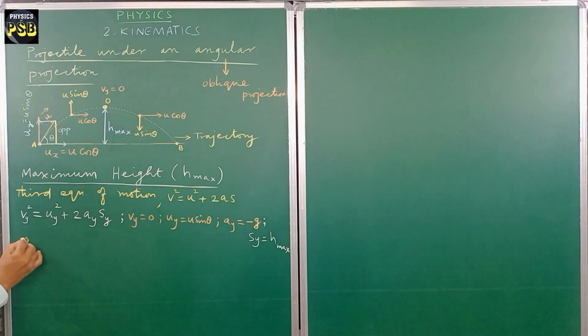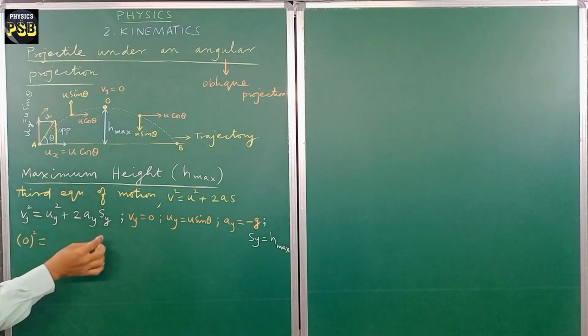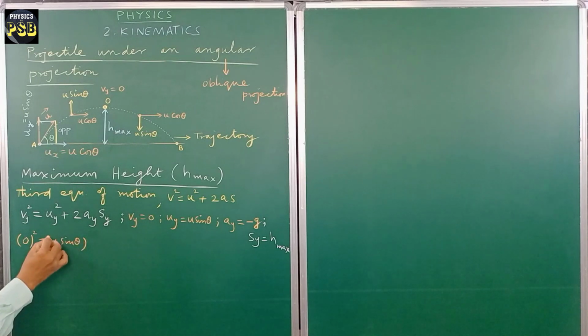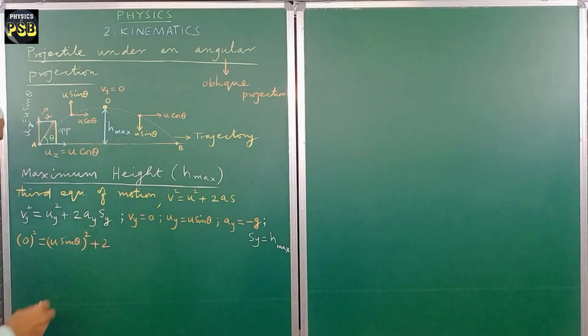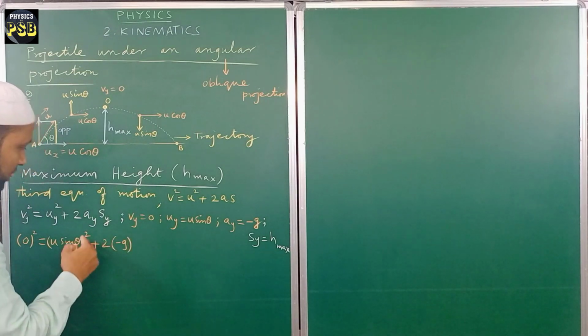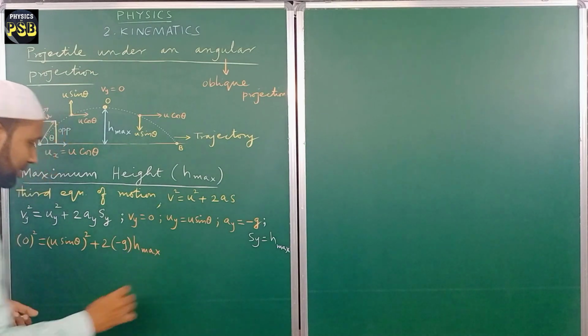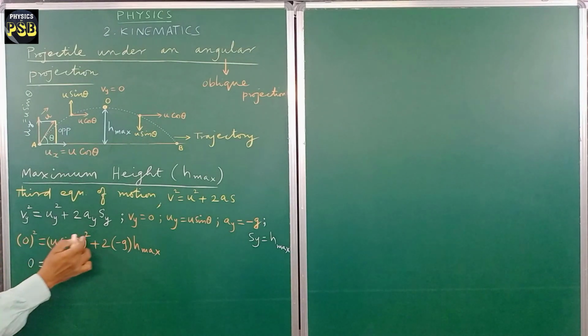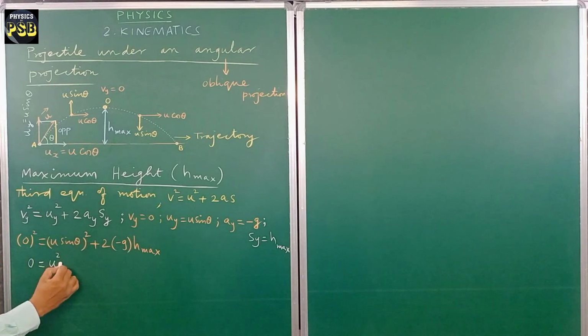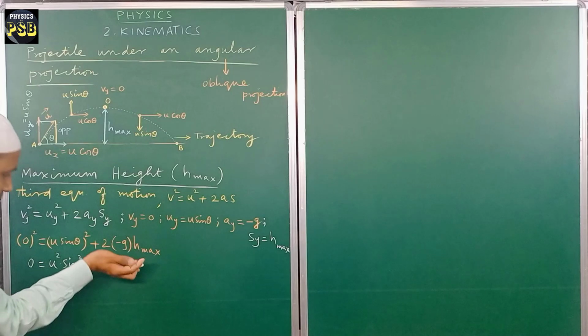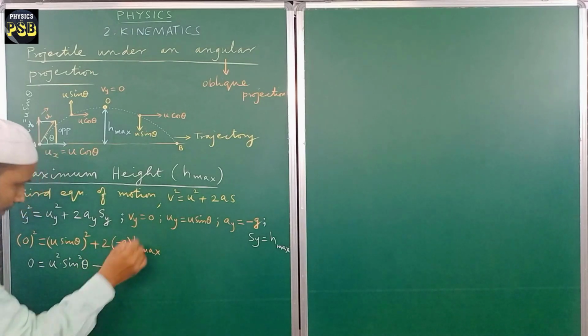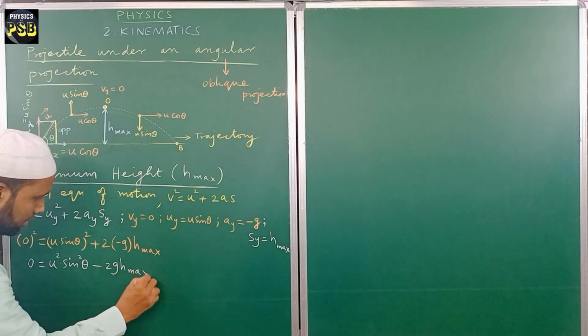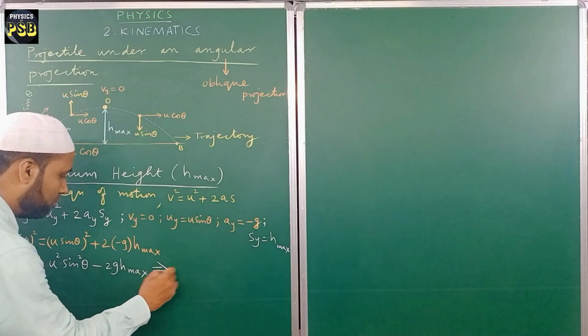In the place of vy, I write 0. Even if you square it, you are going to get 0. Uy, u sin theta whole square, plus 2. In the place of ay, I write minus g. In the place of sy, I write h max. The square of 0 becomes 0. If I expand it, u will become u square. Then look carefully at how I square sin theta. After squaring sin theta, we write it as sin square theta. This you might have studied in lower classes. And here plus multiplied with minus is a minus 2g h max.